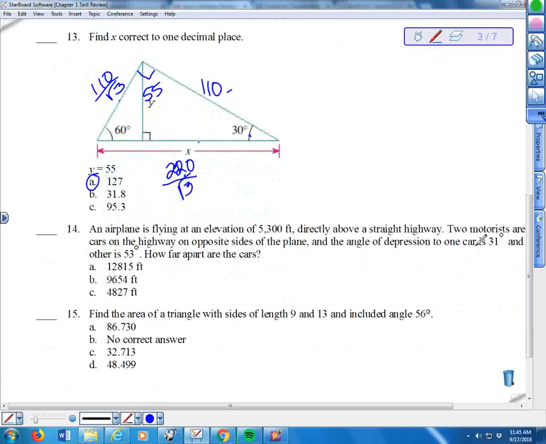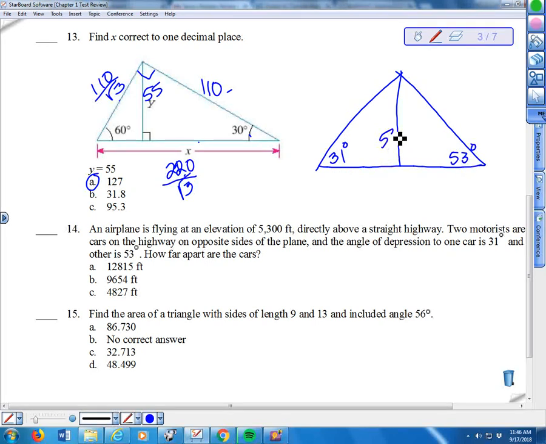An airplane is flying at an elevation of 5,300 feet, and two cars are on opposite sides of the plane. One is at an angle of depression of 31 and the other is 53. And this is 5,300. It wants to know the distance between the two cars. So I'm going to just find x and y in the triangles. Tangent. And then this one is tangent 53.